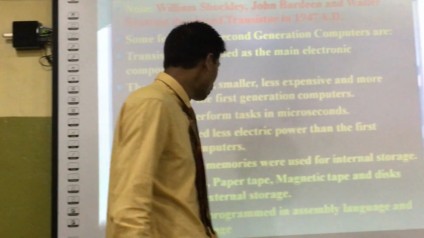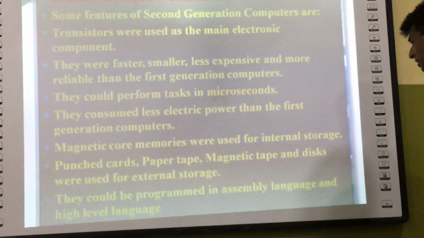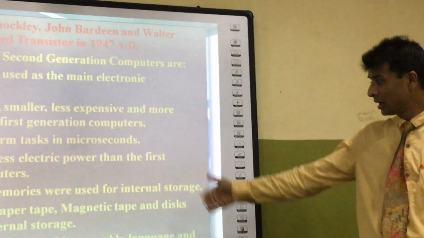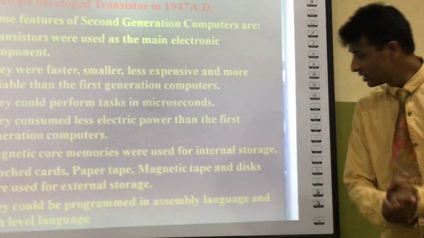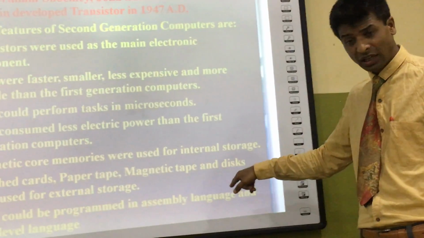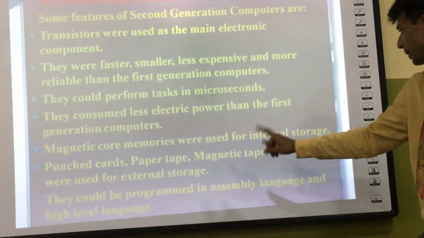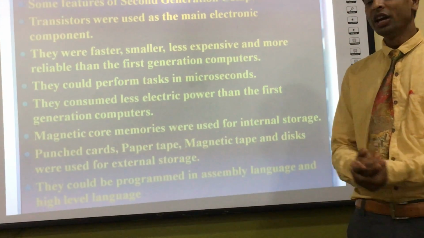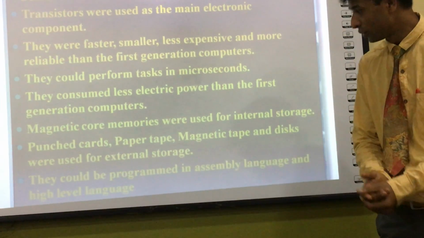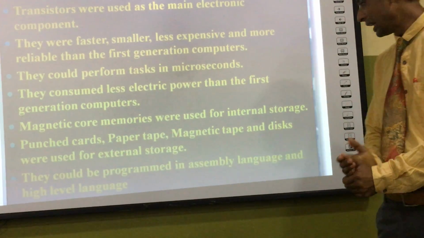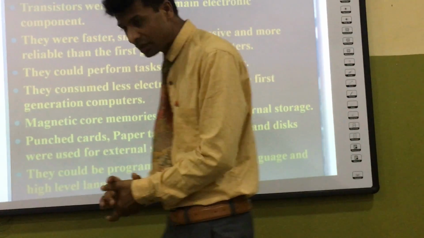Here they use magnetic core memories for the internal storage. Punch card, paper tape, magnetic tape. Remember, in first generation computers they used only magnetic tape? But in second generation computers, note it, punch cards, paper tape, magnetic tape and discs were used for external storage, or for storing purposes. They could be programmed in assembly language. Here they use assembly language as well as high-level language.